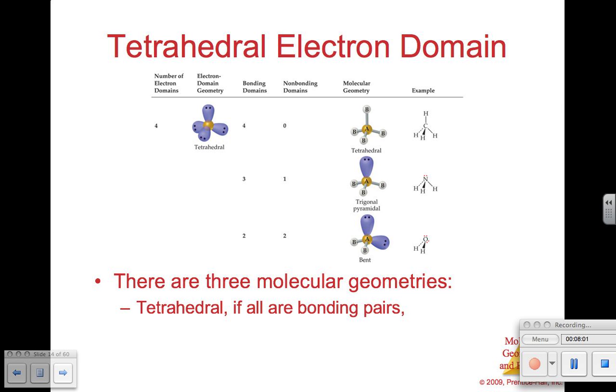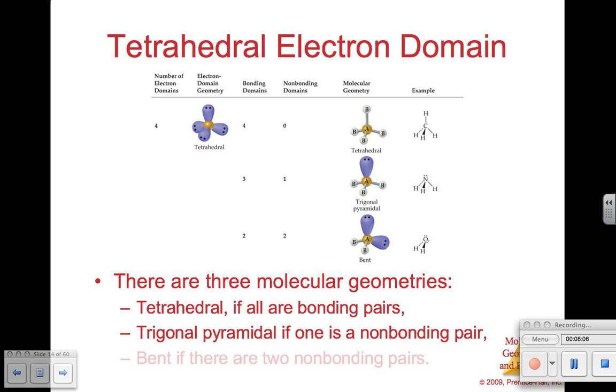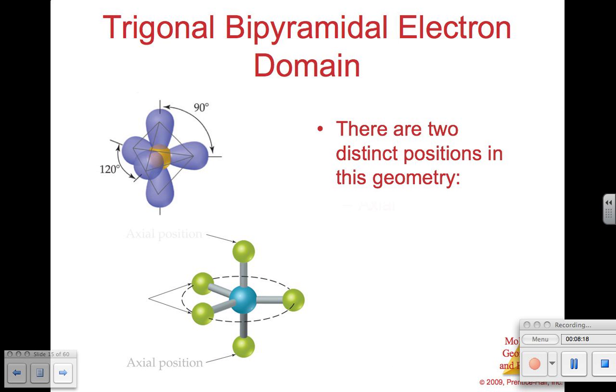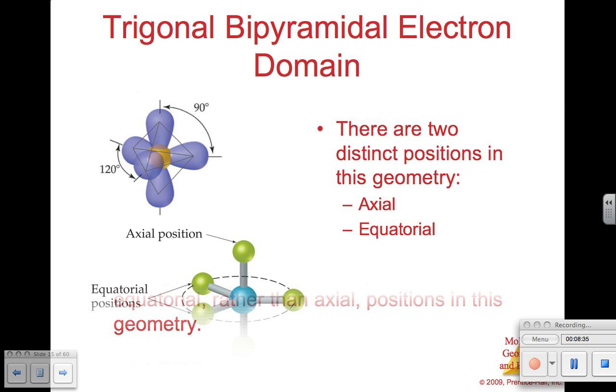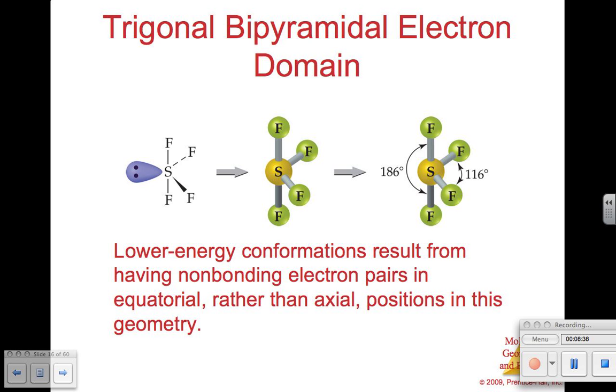All right, some of the other geometries. When you have tetrahedral electron domain geometry, if 4 are bonding domains and 0 non-bonding, then the shape is tetrahedral. Then it moves to trigonal pyramidal, and then next to bent, where you have 2 non-bonding and 2 bonding pairs. All right, a more elaborate one is the trigonal bipyramidal electron domain, and this one has different positions. You have the axial positions of the atoms, and then you have the equatorial positions, and we'll use those to describe the overall shape.